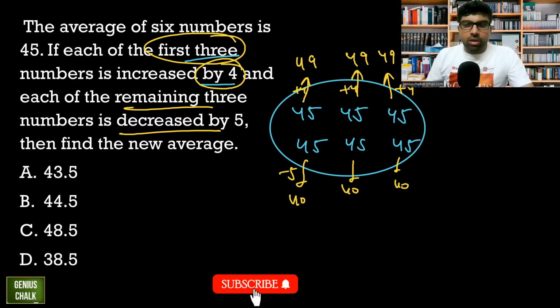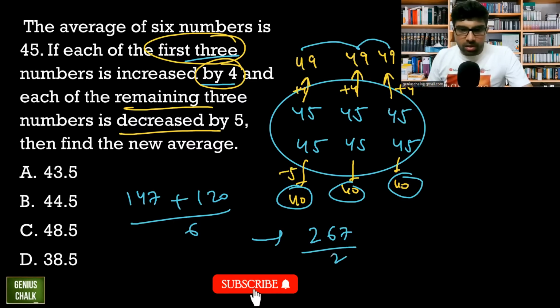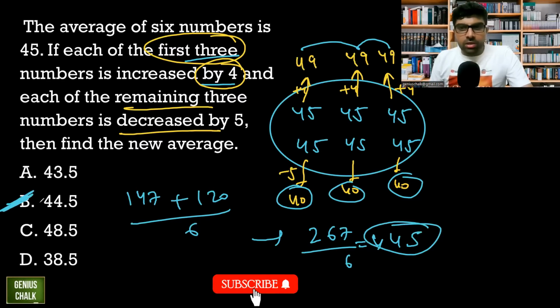Now how to find the average? 49, 49, 49. So 49 into 3, 50 into 3 is 150, so it will be 147, plus 120, right? 40, 40, 40. Total sum by total numbers. So this is 267 by 6. So how much is that? 6 4s are 24, 27. 6 4s are 24, 30, 44.5. So logically, this is the way.